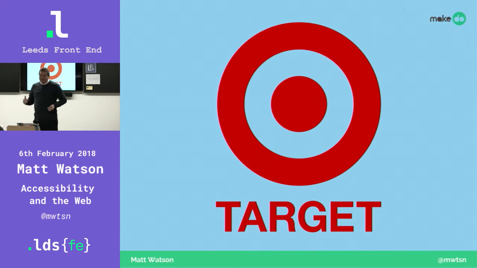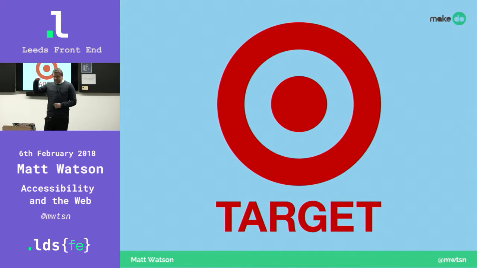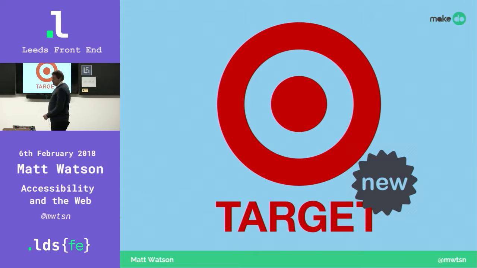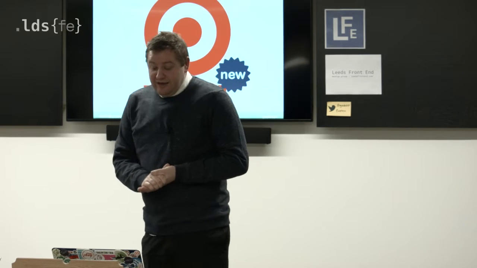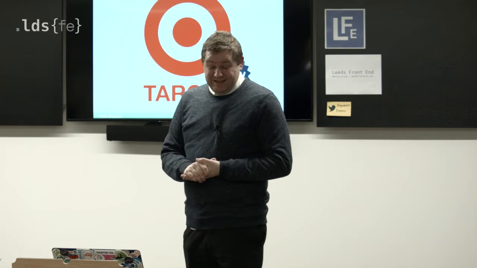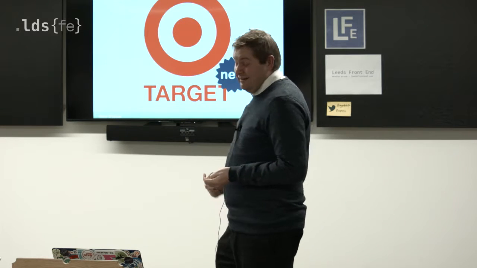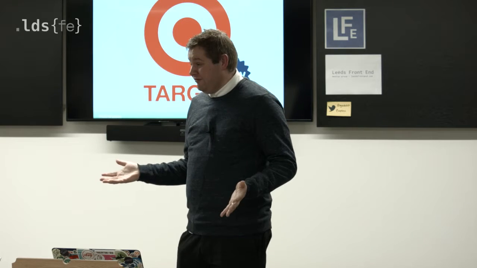I want to talk a little bit about Target, US Target. They were sued for $6 million. The reason why is because they decided to have an offer. They had certain deals on and they put little sale icons next to the pictures. They did this kind of thing. Probably not that icon, and probably a lot prettier than that. The issue was they didn't put any descriptive text. So people that were using screen readers couldn't see that, so they couldn't take advantage of any of the offers.